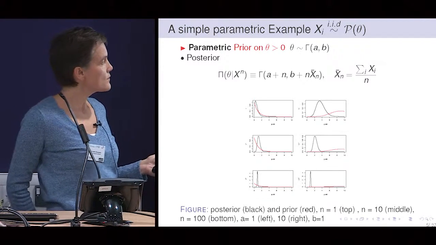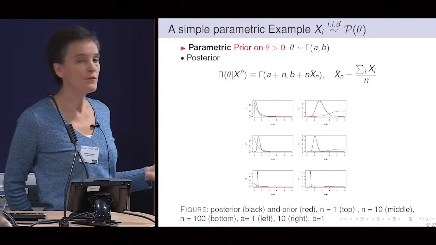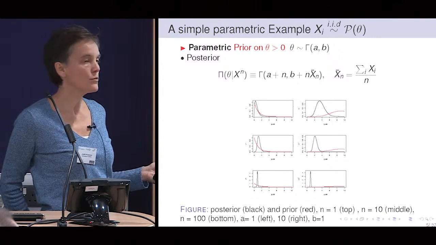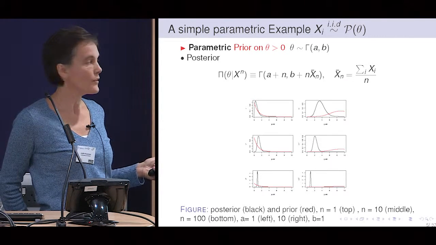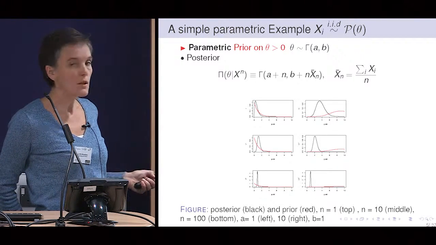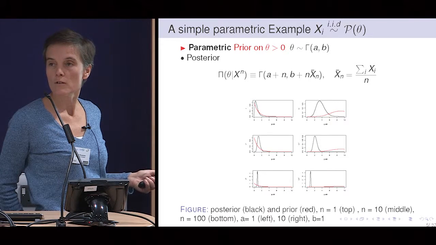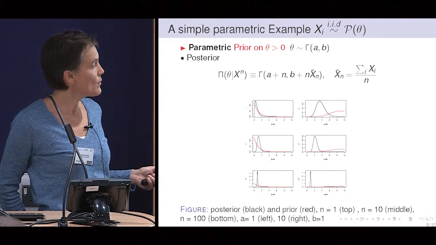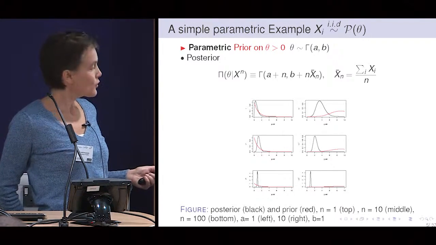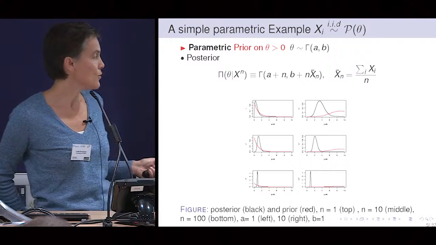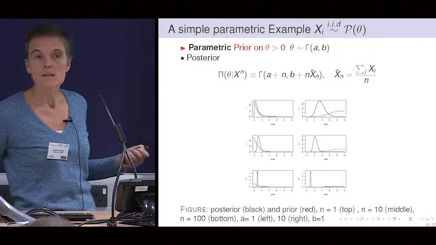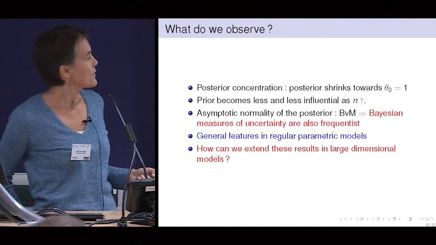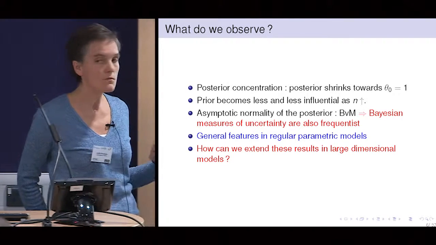What you see is that when n is small, the prior is quite influential. There is a difference between the behavior of the posterior from the left to the right, so the prior did make a difference. When n increases, the prior doesn't make a difference anymore. That's the first comment. The second comment is that as n increases, the posterior becomes more and more concentrated. And the third comment is that as n increases, the posterior looks more and more like a Gaussian. That's typical in regular parametric models.